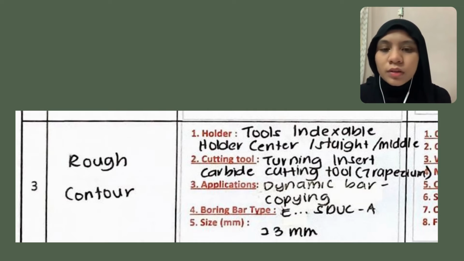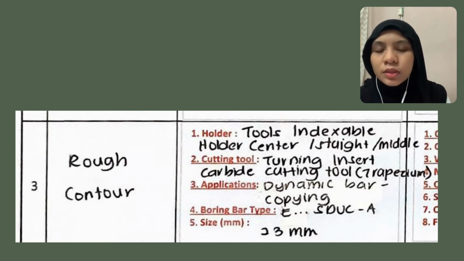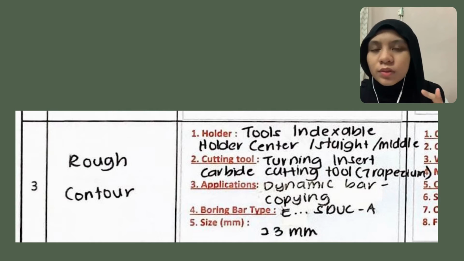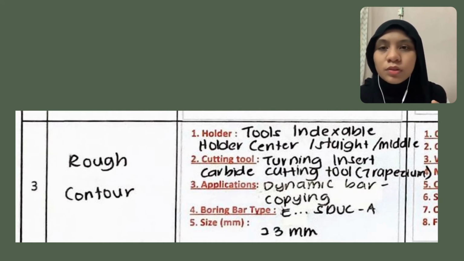So I'm going to explain how I got this. For this process, the diameter of the workpiece in the vertical position is going to be 50 millimeter. When I divide 50 millimeter by 2, it's going to be 25 millimeter. However, in the size list of the appendix that was given to me, there is no 25 millimeter size. So I chose the nearest number to 25, which is 23 millimeter. So that's how I got 23 millimeter.